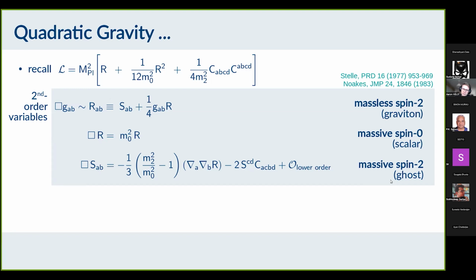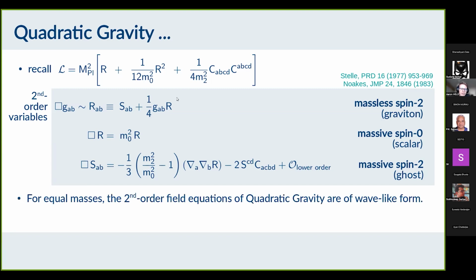You can also see that if you go through recasting the action into an action for these fields, then you can see, for instance, basically by an Ostrogradsky analysis, that the kinetic term comes with the wrong sign. Or if you go to the equivalent Hamiltonian, you can also see that. But all right, so this is now a second order system of equations. And indeed, you can find, so first of all, if you get rid of this operator here, for equal masses, so if these two masses are the same, then this off-diagonal term vanishes, and all the other terms are lower order anyways, so then it's already of wave-like form.